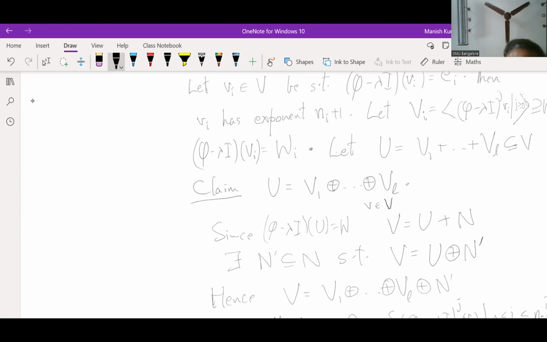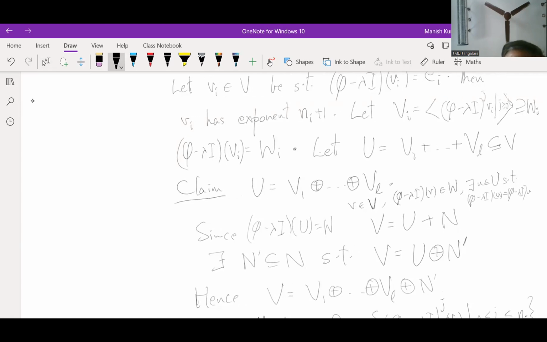So if I take v in V, how do I choose u? What you do is look at phi minus lambda I of v. This is going to be in W, because W is precisely the image of phi minus lambda I. But the image of phi minus lambda I on U is also W. So we can find an element in U such that its image is the same as this. So there exists u in U such that phi minus lambda I of u is the same as phi minus lambda I of v.